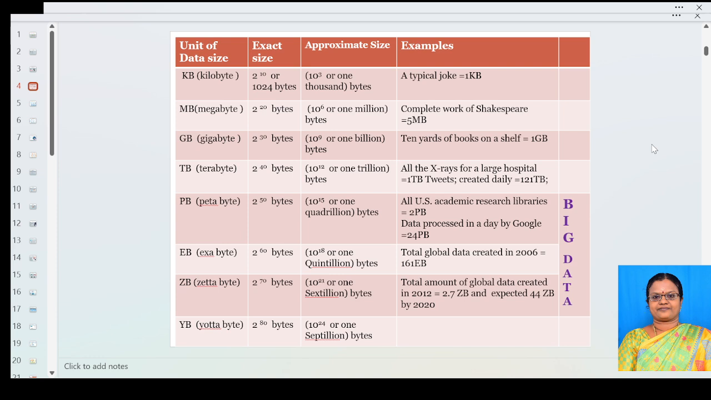So if you see the unit of data size, it started with the kilobyte, then it moved to megabyte, that is 2 power 20 bytes. Then it slowly went to gigabyte, terabyte, petabyte, exabyte and zettabyte. Now we are in the era of yottabyte, that is 2 power 80 bytes. So almost 10 power 24 or 1 septillion bytes.